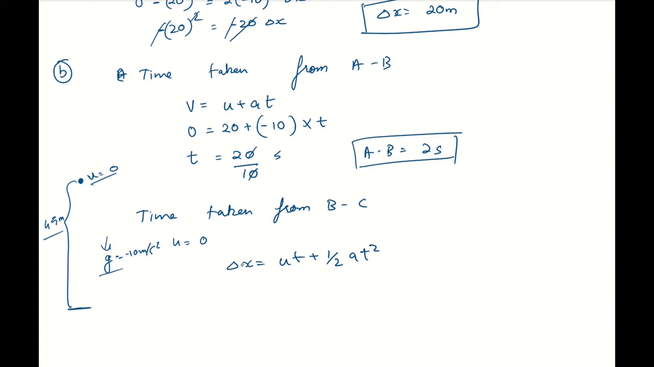You have delta x is 45 meters, and you have u is equal to 0. So you have 0 times t is 0, plus half minus 10 times t square, correct? So you're going to take this over here. You have 90, t square.